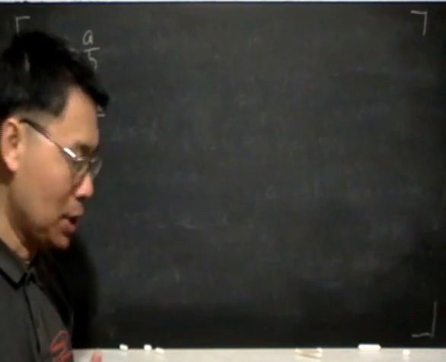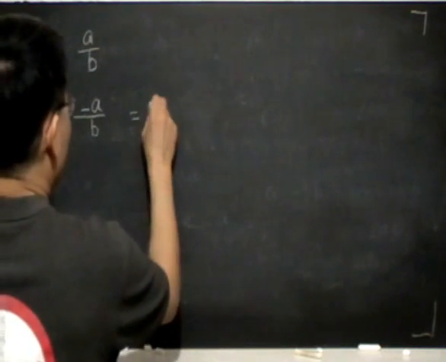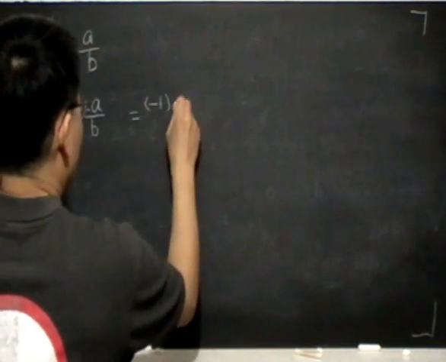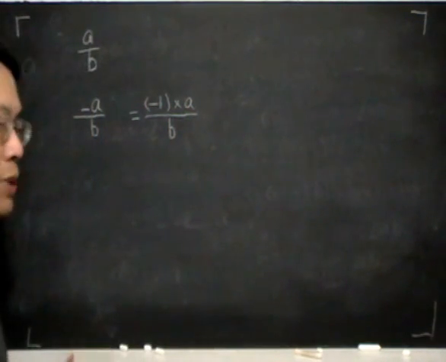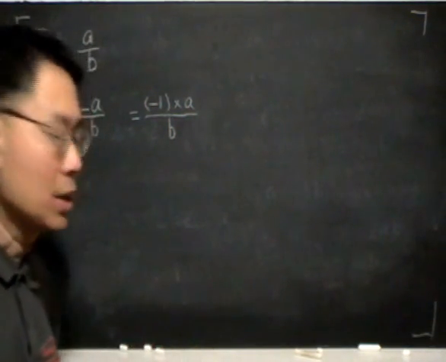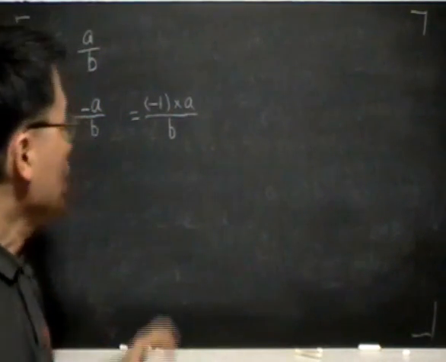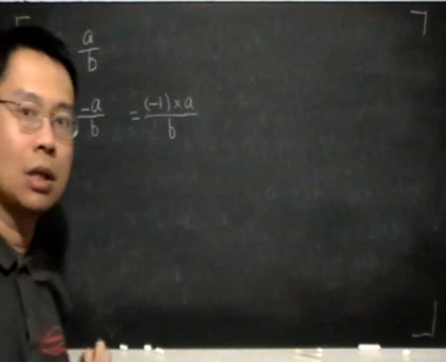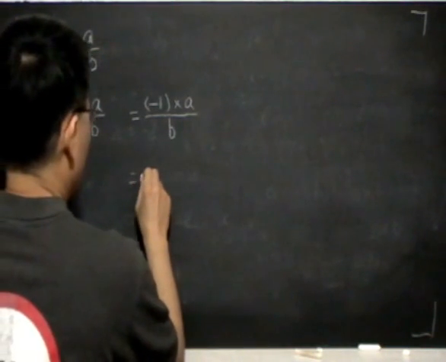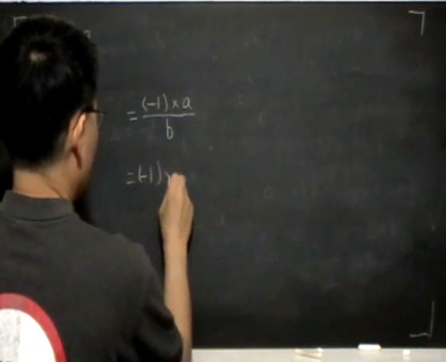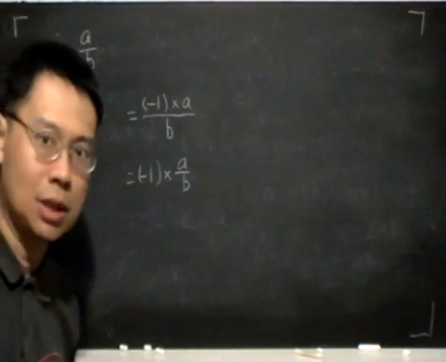Minus A divided by B. Now that really means the same thing as minus 1 times A divided by B. So it's like having three numbers here: minus 1 times A divided by B. Now if I have a fraction like this, I can write that as minus 1 times a over b. That's what it means, the same as that.